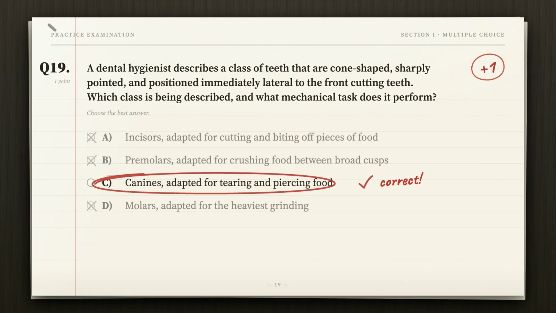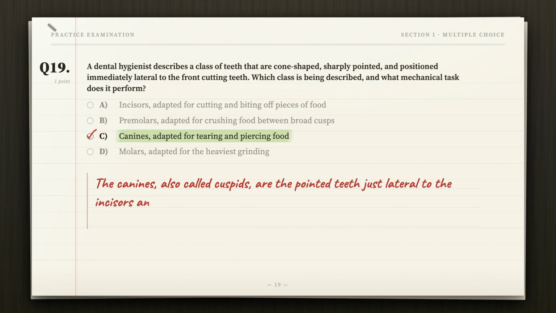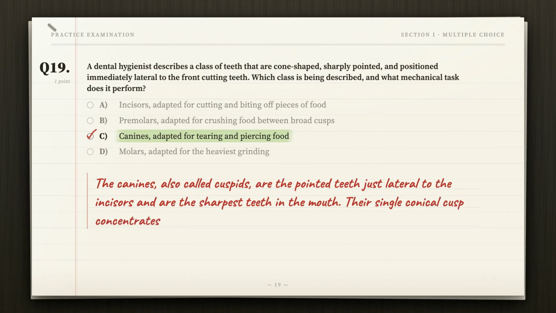The correct answer is C. Canines, adapted for tearing and piercing food. C is correct because the canines, also called cuspids, are the pointed teeth just lateral to the incisors and are the sharpest teeth in the mouth. Their single conical cusp concentrates force on a small area, which suits them to tearing and piercing tough food.